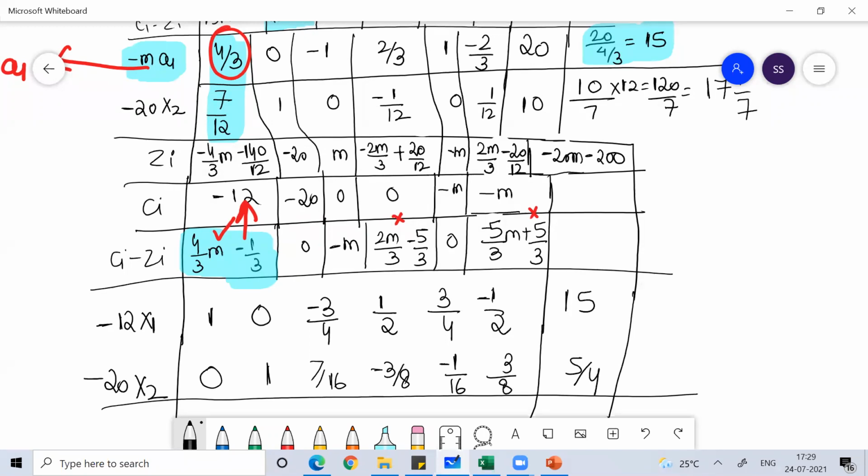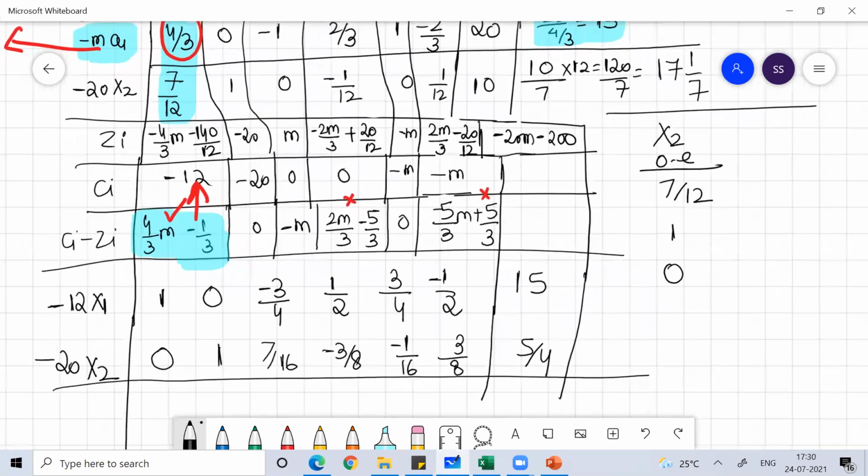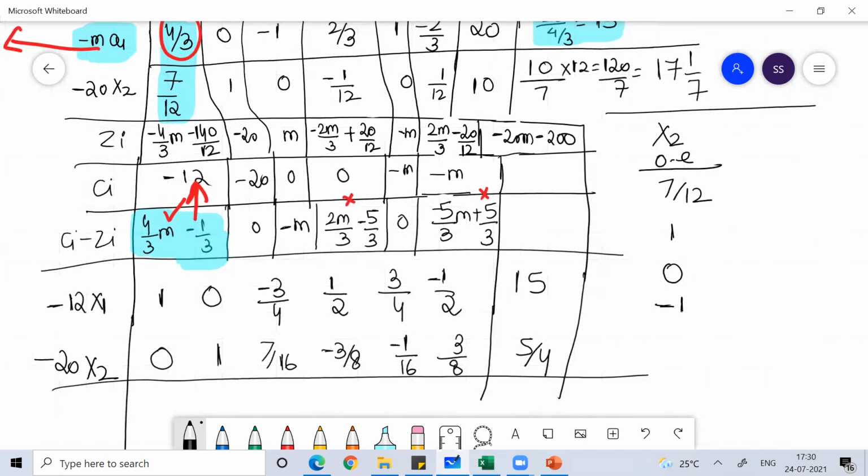Everyone try by yourself, finding the value of x2. Write down the old values of x2: 7 by 12, then 1, then 0, minus 1 by 12, 0, 1 by 12, and then 10.